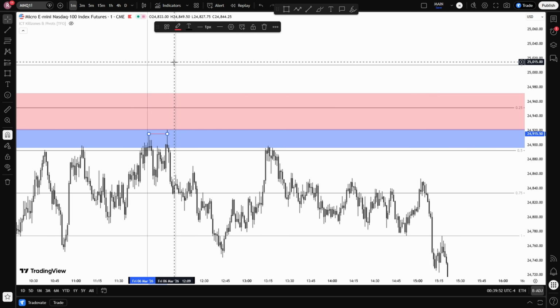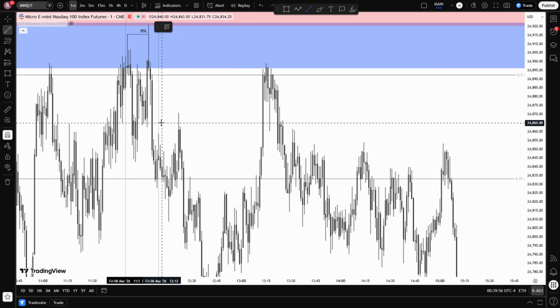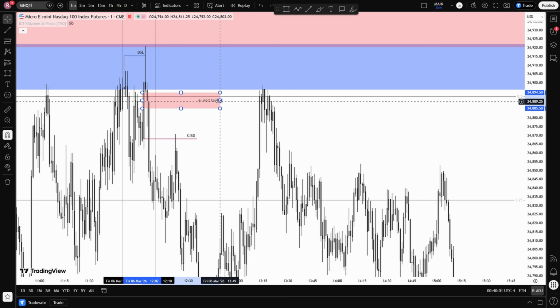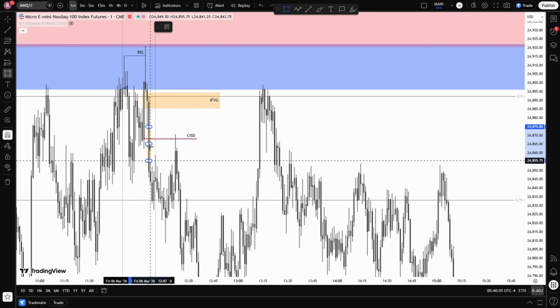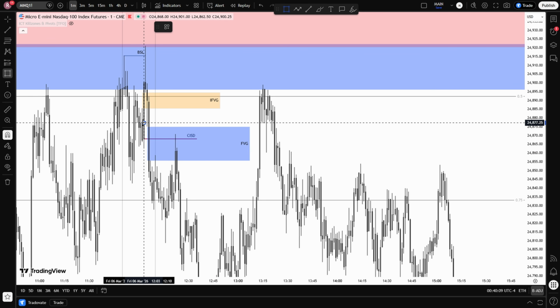At this point we have an inverse fair value gap, a breaker block, an order block, another fair value gap, a market structure shift, and a change in state of delivery. Essentially, we have several strong PD arrays forming in the same area, and all of them start getting respected by price. Now this is the important part you need to focus on.